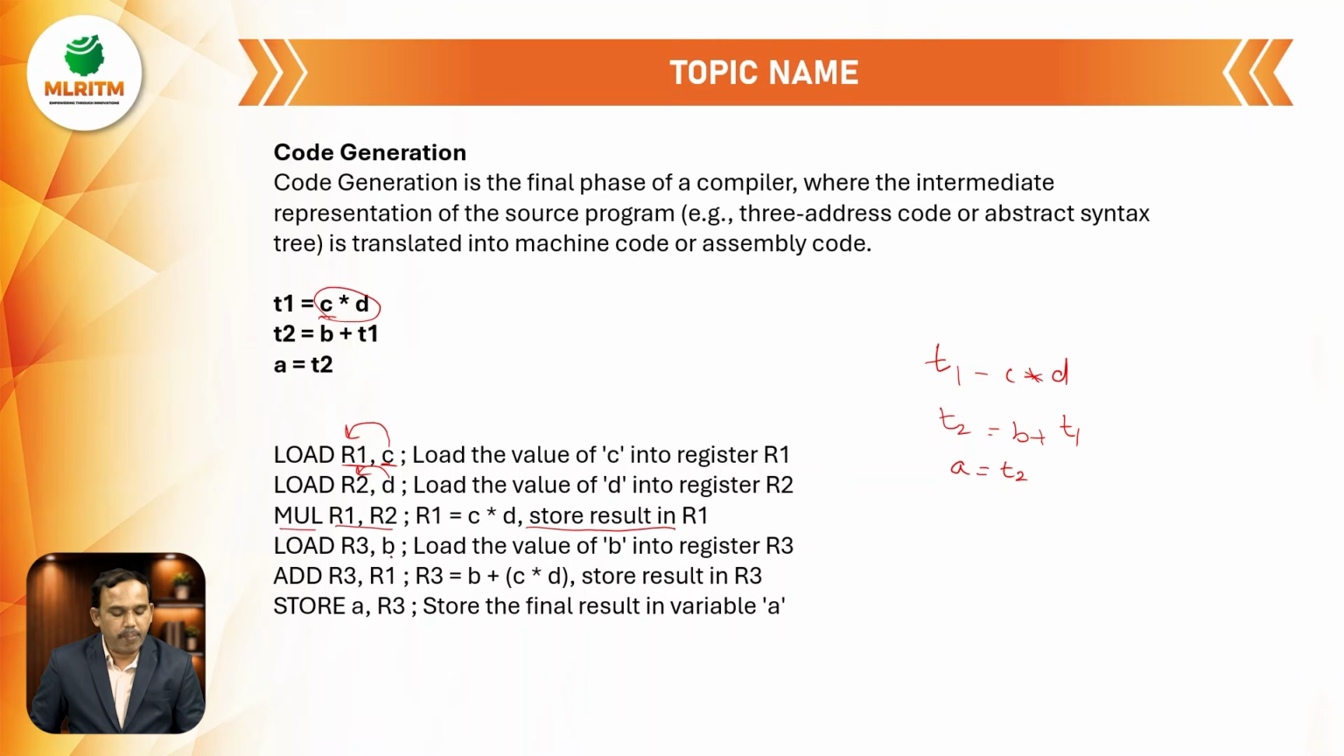Load B value into R3 register: load the value of B into register R3 and perform the addition operation, add R3 R1, and the result is stored in R3 itself. R3 equal to B plus C multiplication D. What does the result contain? R3 contains B plus CD, which is stored in variable A. Store the final result in variable A. So this is the code generation.